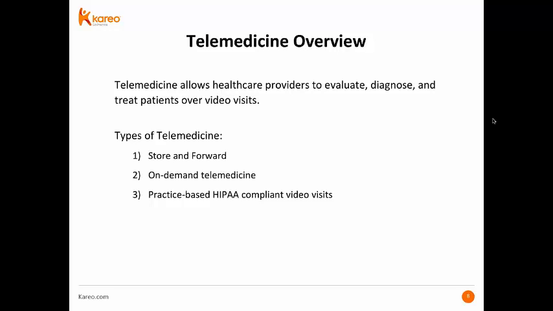And finally, the third option we have here is practice-based HIPAA-compliant video visits. This is what Kareo Telemedicine enables, and it's what we're going to spend the bulk of our time discussing today. You're able to cut down on patient leakage while providing the best care possible, and at the end of the day, that's really what's most important.